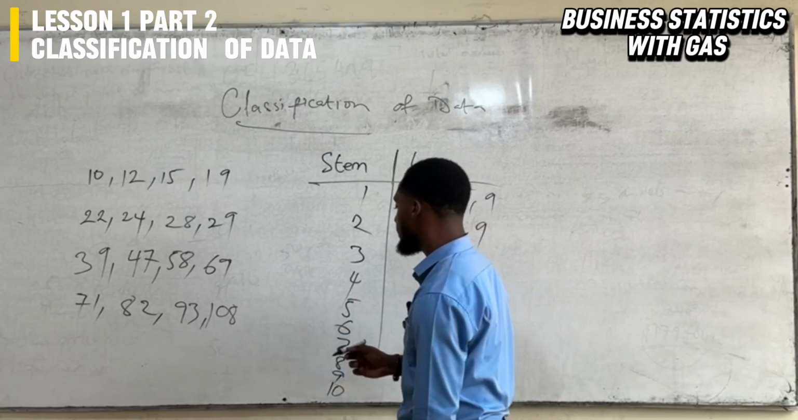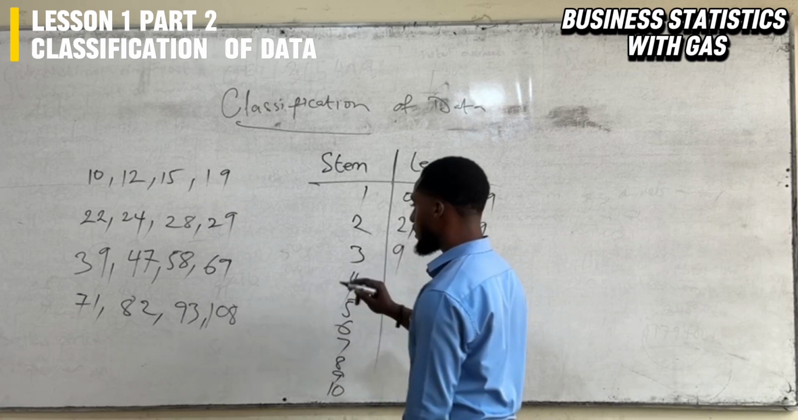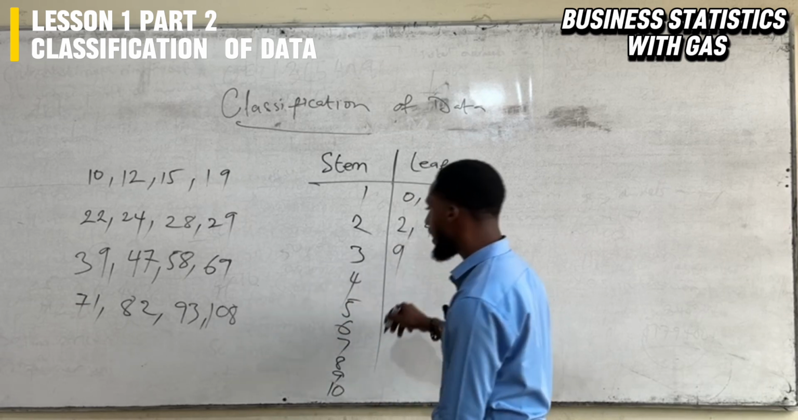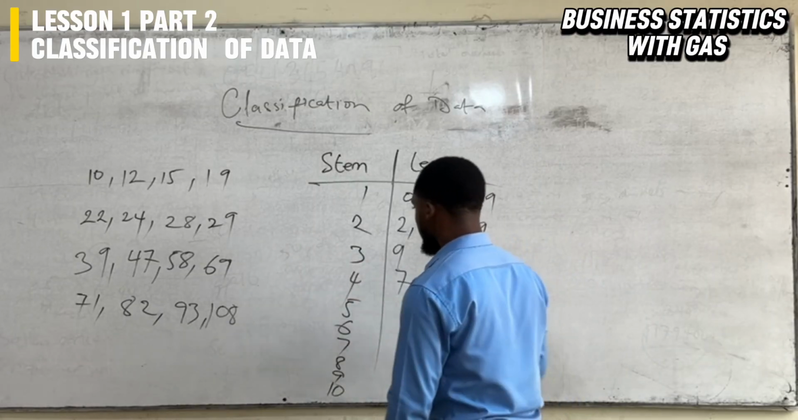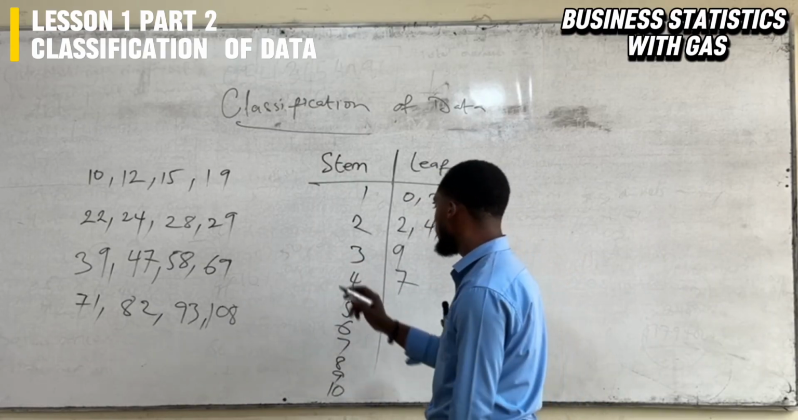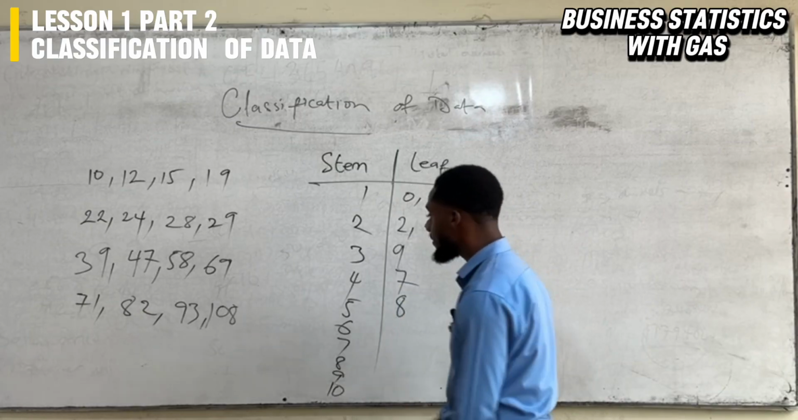Now let's take the 30s. We have 39, which ends with 9, so we write the 9 here. We move on to 47, which ends with 7, and that's the only 40s here. We move on to the 50s, where we have 58, so you write the 8 here since the 5 is already here.